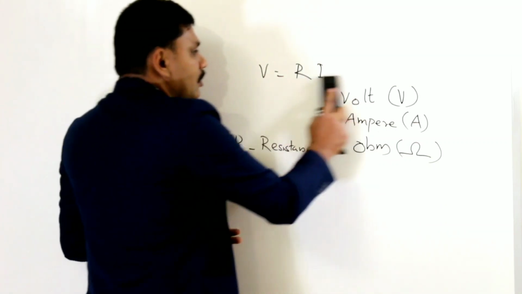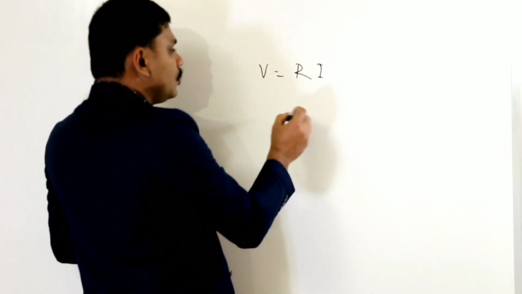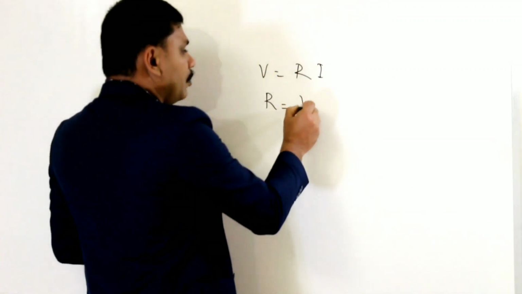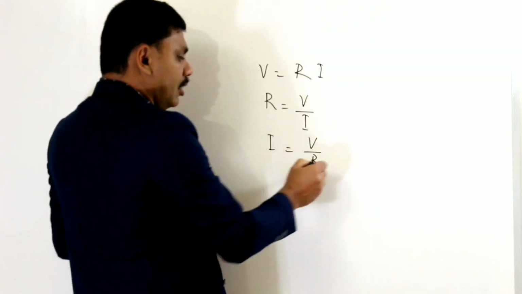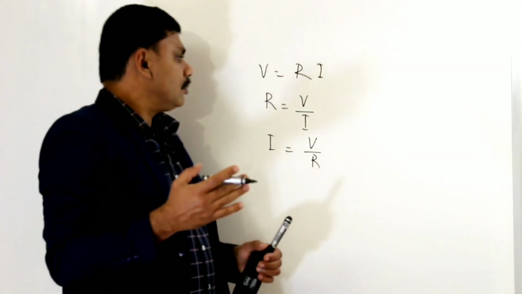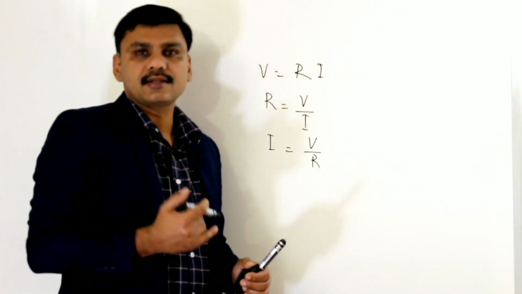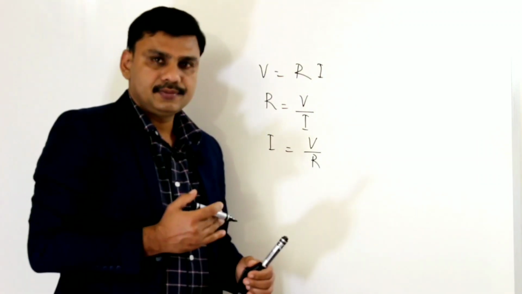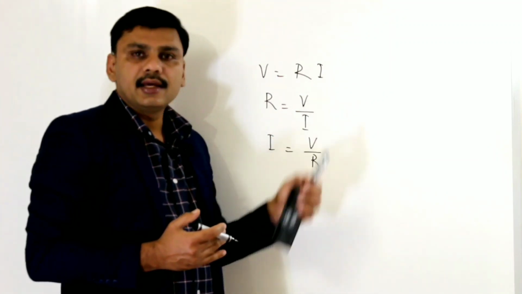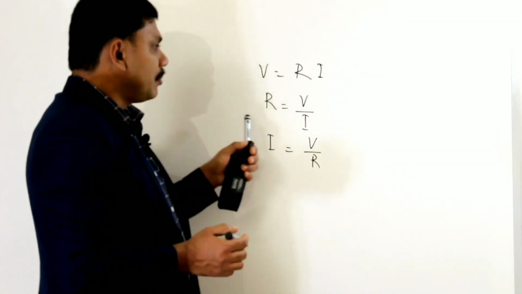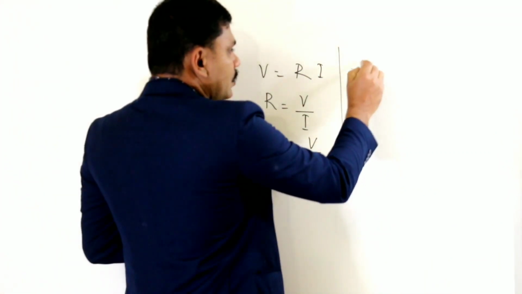From this you can get a number of relations. V equal to R into I, or R equal to V by I, or I equal to V divided by R. This is a basic relation relating current, voltage and resistance. This is the fundamental relation that we are learning in electricity, and this relationship is known as Ohm's Law.